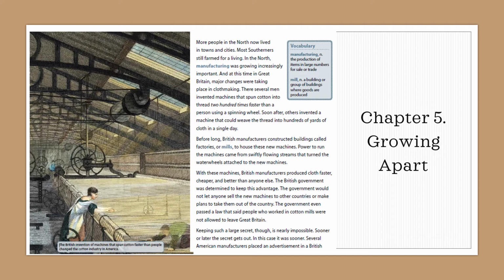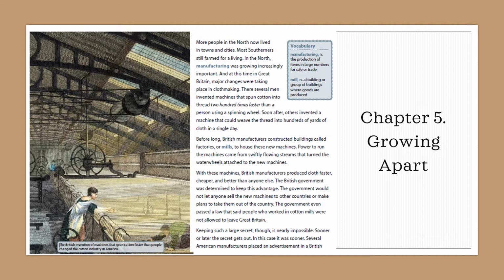More people in the North now lived in towns and cities. Most Southerners still farmed for a living. In the North, manufacturing was growing increasingly important. Manufacturing is the production of items in large numbers for sales or trade. And at this time in Great Britain, major changes were taking place in cloth making. Several men invented machines that spun cotton into thread 200 times faster than a person using a spinning wheel.